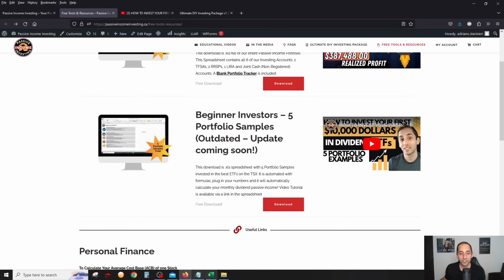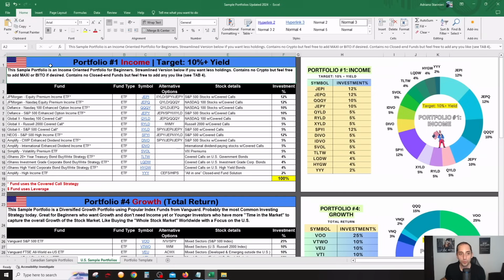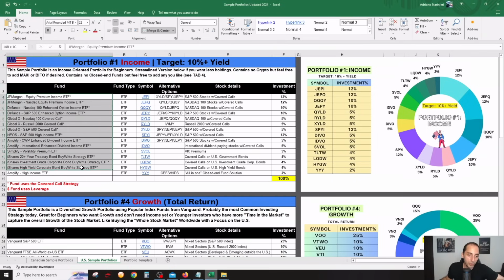So let's get started, everyone. Let's go through the sample portfolios together. In the first column, you will see the name of the ETF here. Very simple, right? The provider and the name of the ETF.